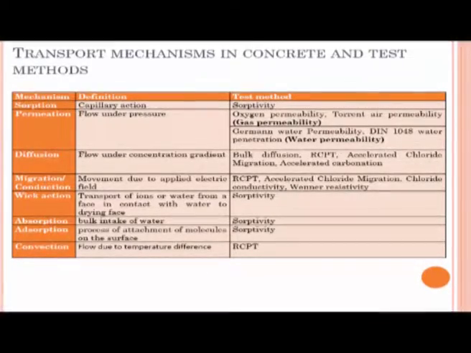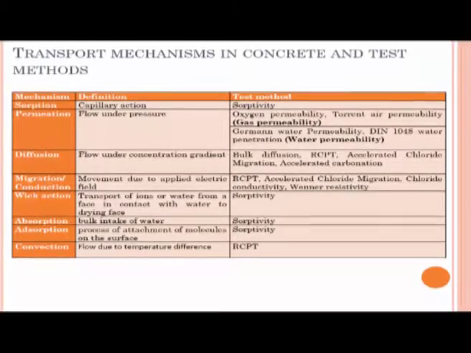I will discuss these in more detail, which is basically capillary action, and you have a test method called sorptivity for this purpose. Then you have permeation, which basically means flow under pressure, and you have several different permeability or permeation measurements, including air or oxygen permeability, or water permeability or water penetration measurements that can be done for estimating the permeation properties of the concrete. Then you have diffusion. Diffusion happens when there is flow under concentration gradient. That means the concentration of a species is greater outside than inside of the concrete, so the species tends to move into the concrete by diffusion.